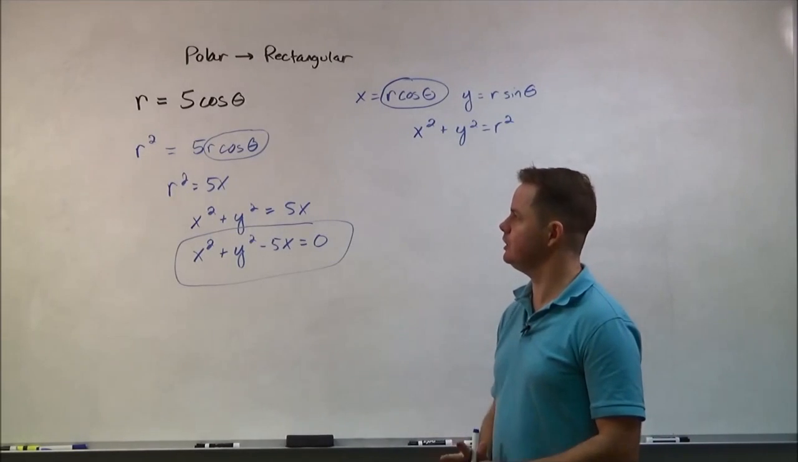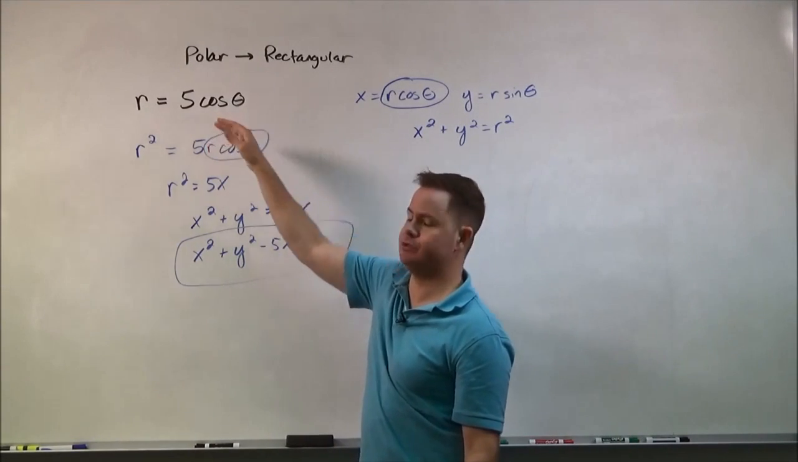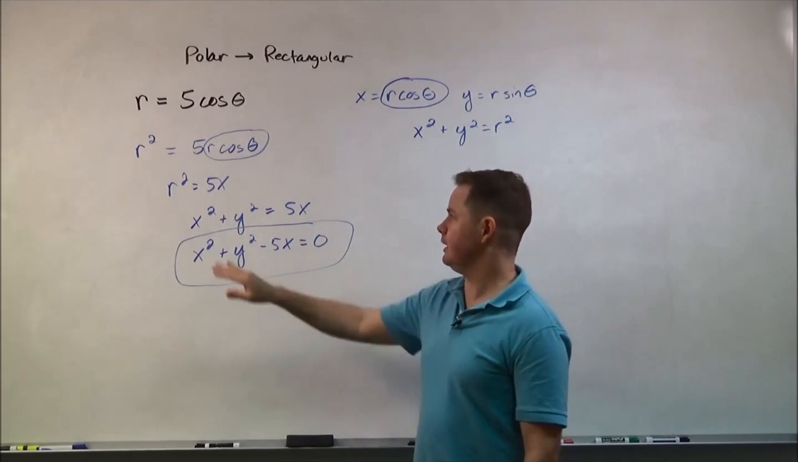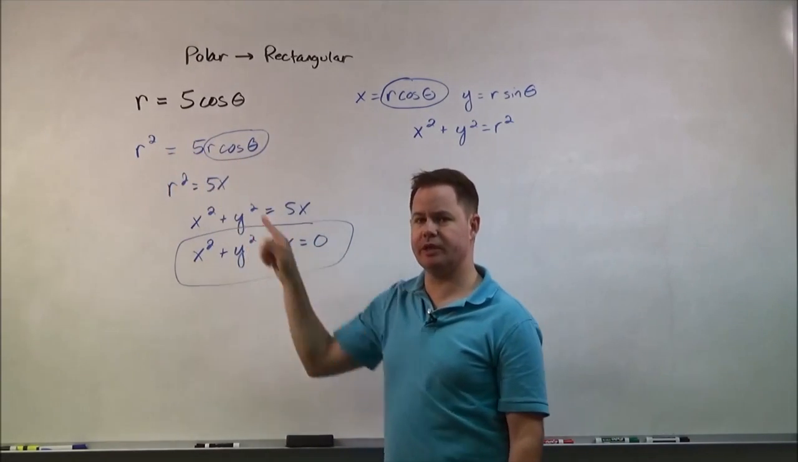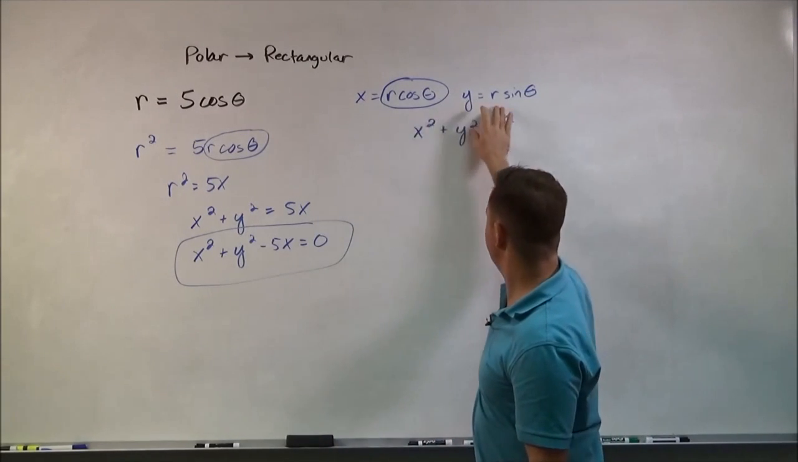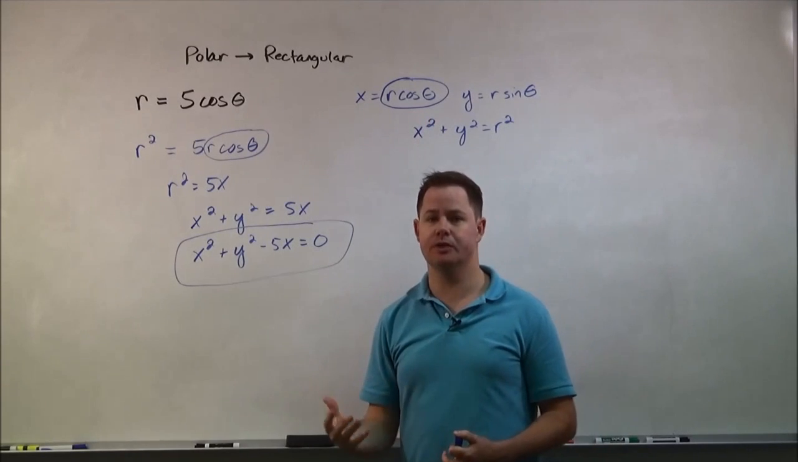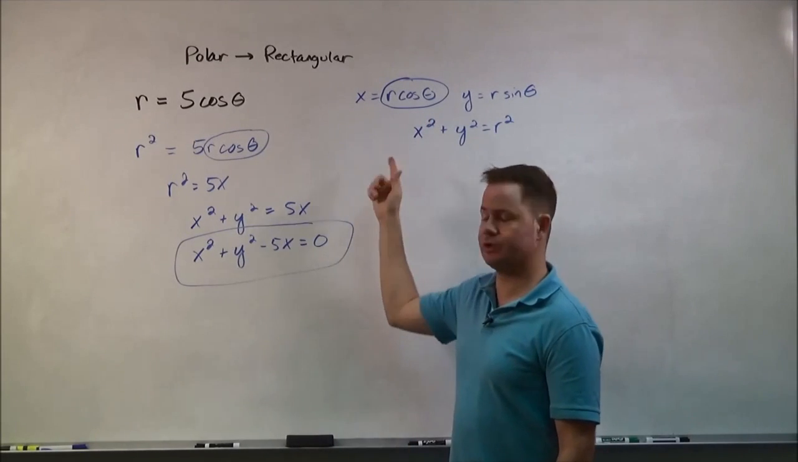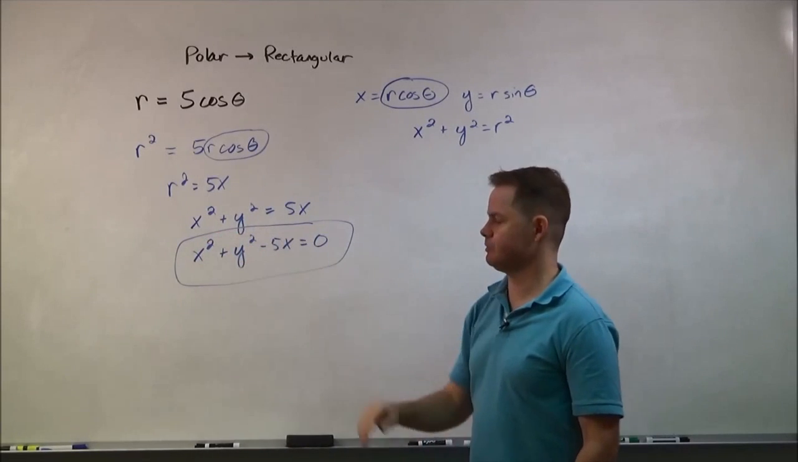But the key strategy here is making sure that if we need to convert this polar equation into something rectangular, we know that we can either square both sides or multiply both sides by r. And what you're looking for in doing that is hopefully one of those methods will allow you to find an expression that you can substitute in an x or y instead of your polar form, so that you'll have everything in terms of x's and y's.